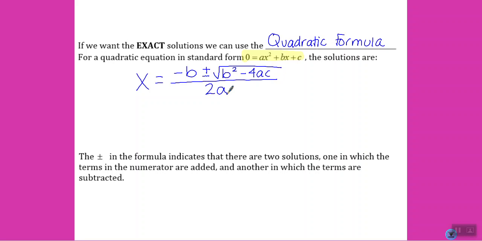Now, as we saw in the graph, we had 2 solutions. And this, to most people, doesn't look like 2 solutions. It just kind of looks like 1. Well, because it has the plus or minus in the formula, that's how we get our 2 solutions. One where we're adding the items in the numerator, and one where we're subtracting the items in the numerator.